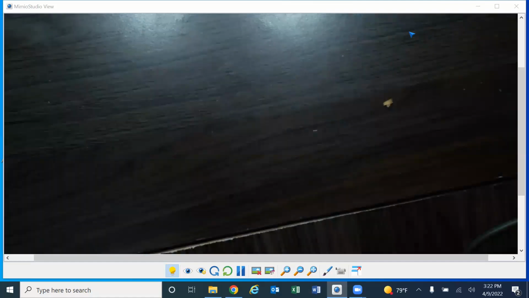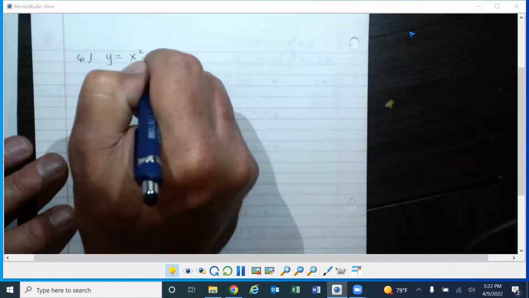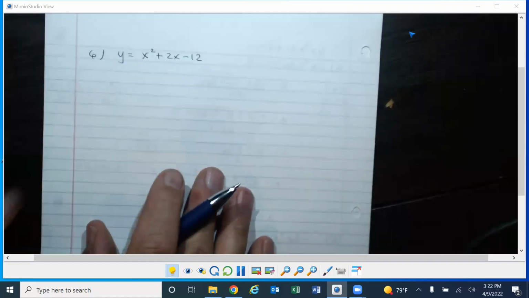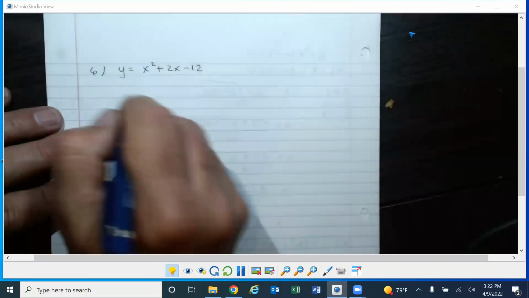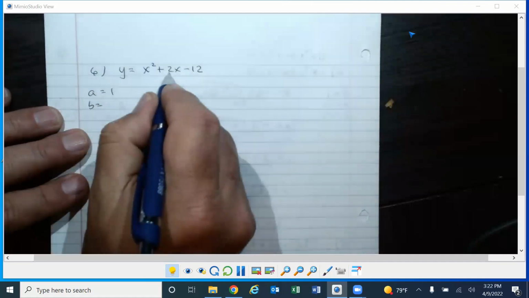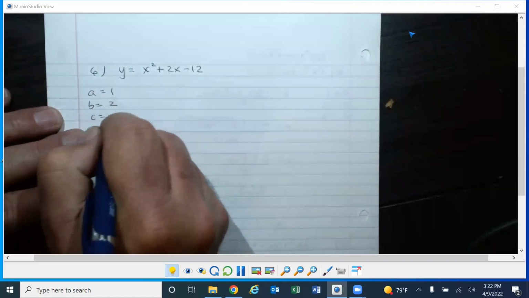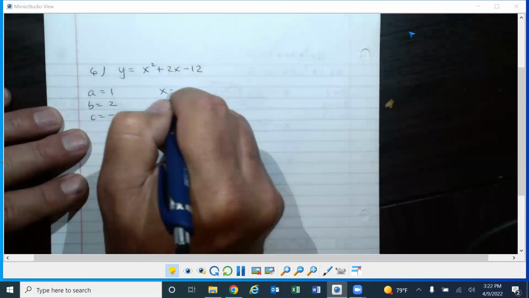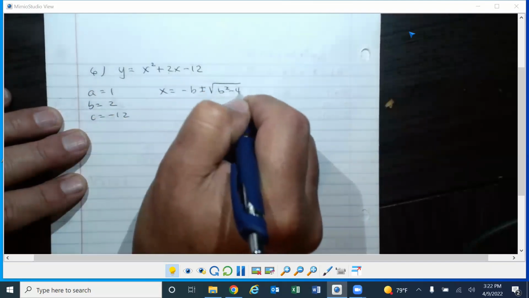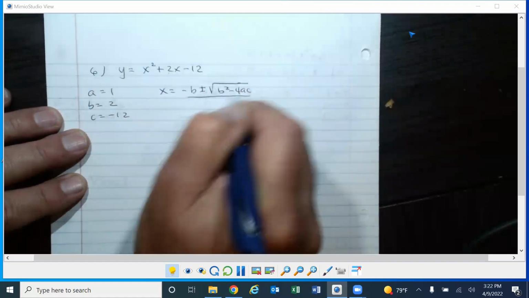All right, let's do number 6. Remember, every one of these problems that we're doing, you really could just put in Desmos and it will tell you the answer if you know what you're doing. All right, so here we go. Quadratic formula again. A is 1, B is going to be 2, and my C is -12. Quadratic formula is -b plus or minus the square root of b squared minus 4ac, divide the whole thing by 2a.